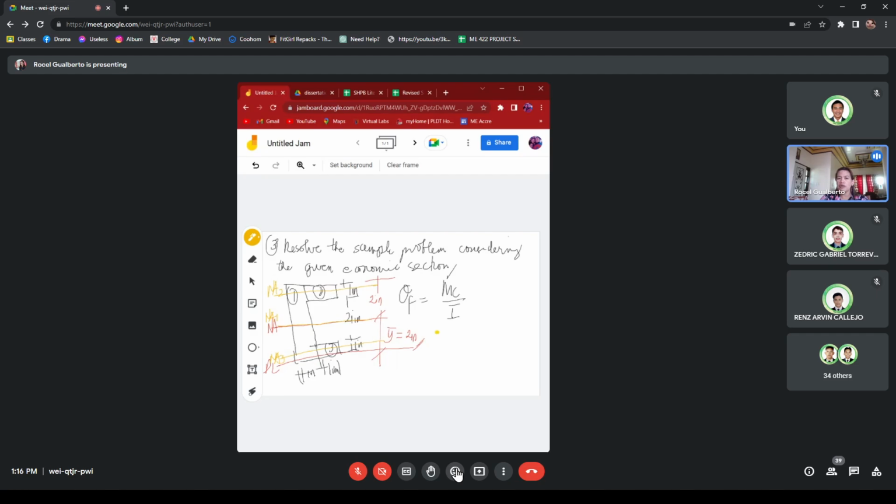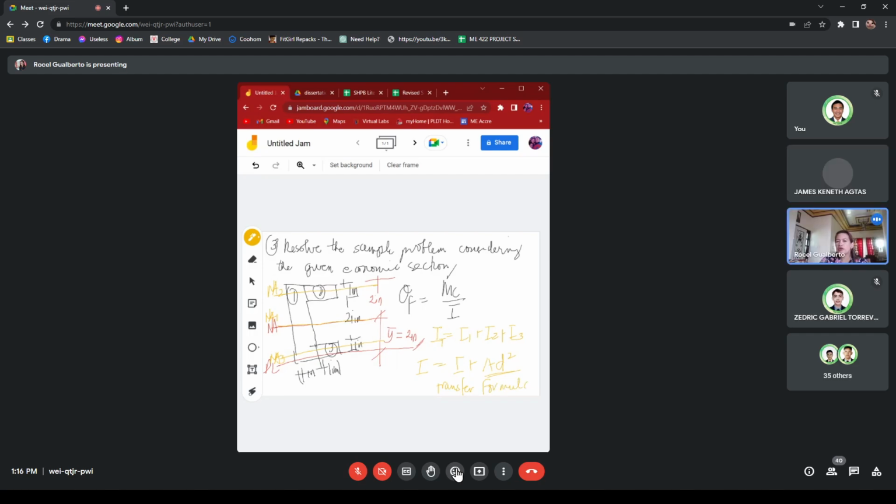And ano po yung effect niyan? Doon po sa I natin, di ba sabi po natin, I total would be equal to I1 plus I2 plus I3. So, in case of I1 po or any other po dyan sa tatlo na ito, ang ating pong equation would be I plus area D squared. AD squared. This AD squared po is called as your transfer formula. So, this is called as your transfer formula.